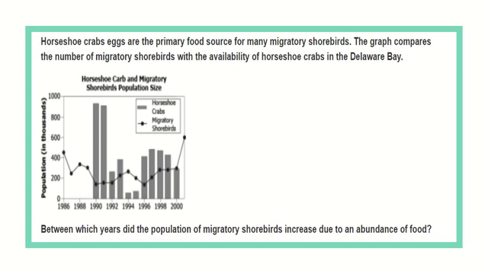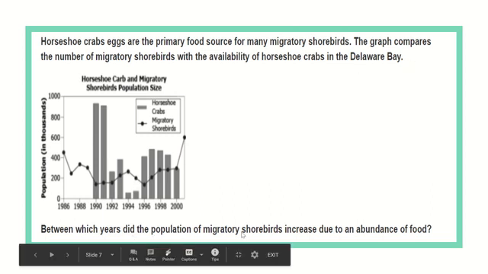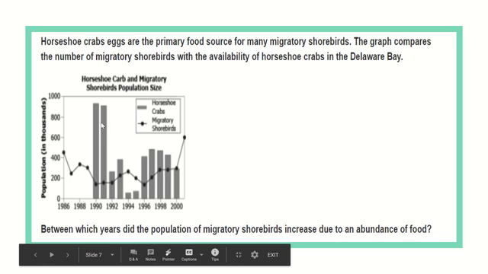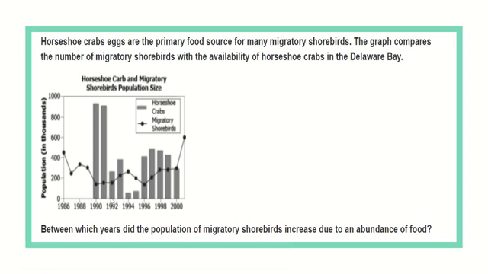All right. Horseshoe crabs are the primary food source for many migratory shorebirds. The graph compares the number of migratory shorebirds with the availability of horseshoe crabs in the Delaware Bay. Between which years did the population of migratory birds increase due to an abundance of food? So let's look at this. The bar graphs are the food because it says horseshoe crabs' eggs are the primary food source. So these gray bars up and down are the food source.